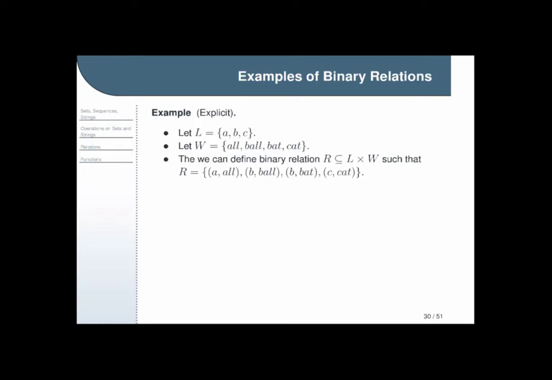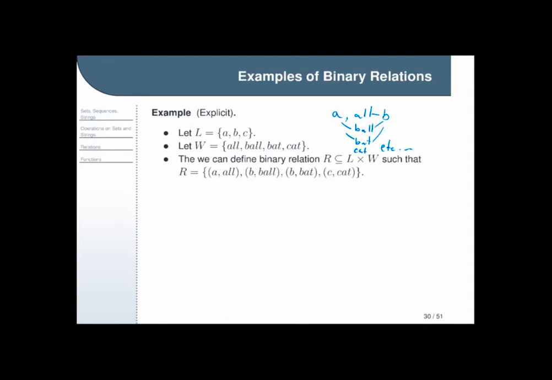So you could probably also think of a rule that would give you these same tuples, right? So this is an example of a relation, and remember this Cartesian product, what it has in it would be like every possible thing from L combined with everything from W. So it should say like A, comma, all, A, comma, ball, A, comma, bat, A, comma, cat, and then B, comma, all, B, comma, ball, B, comma, bat, etc. Right? So all of the possible pairings are in this Cartesian product, and then R is just picking out the ones that we are focusing on in this relation.